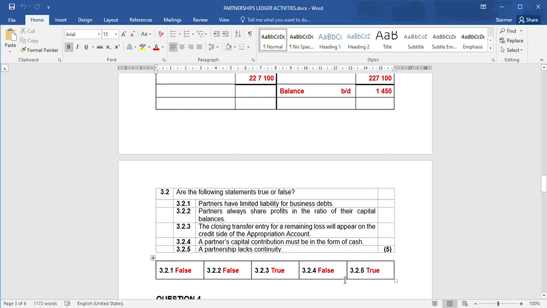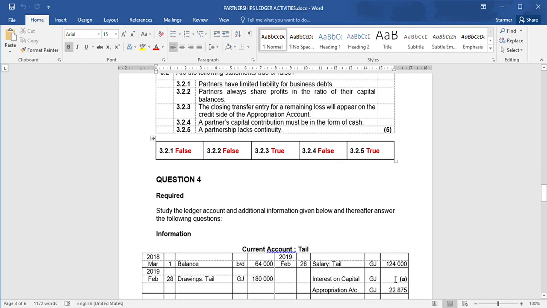That is false. It could be in the form of an asset. It could even be in the form of a special skill that a particular partner might have. They could put a monetary value on that skill, and that could be his capital. And then, a partnership lacks continuity is true. If a partner leaves the partnership, dies, retires, whatever, a whole new agreement needs to be drawn up. So the partnership is therefore going to lack any form of continuity.